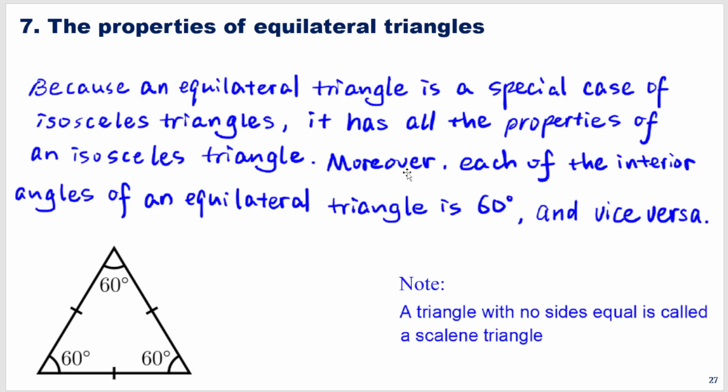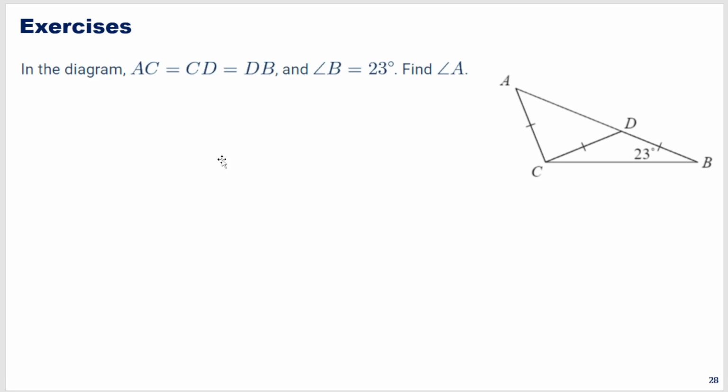Okay, then let's have a look at some examples. Okay, so far we have gone over all of the key points here. So next, let's have a look at some exercises. In the diagram on the right, AC equals CD equals DB, which are marked with the little strokes here. Angle B is 23 degrees. Can you find the value of angle A? The measurement of angle A.